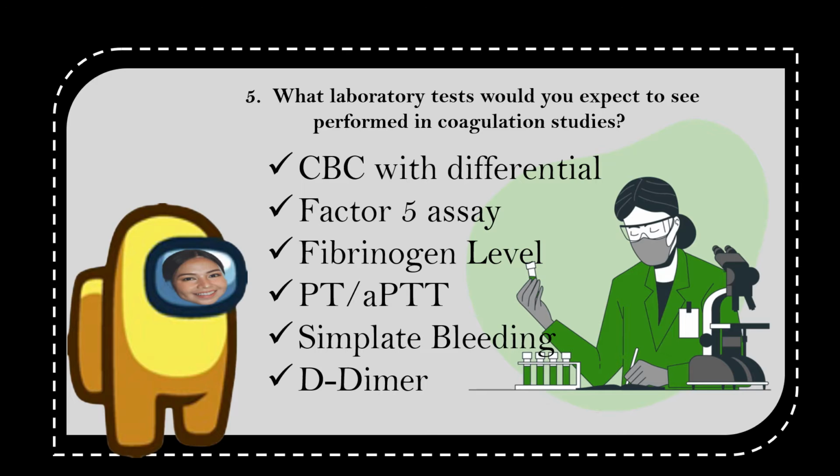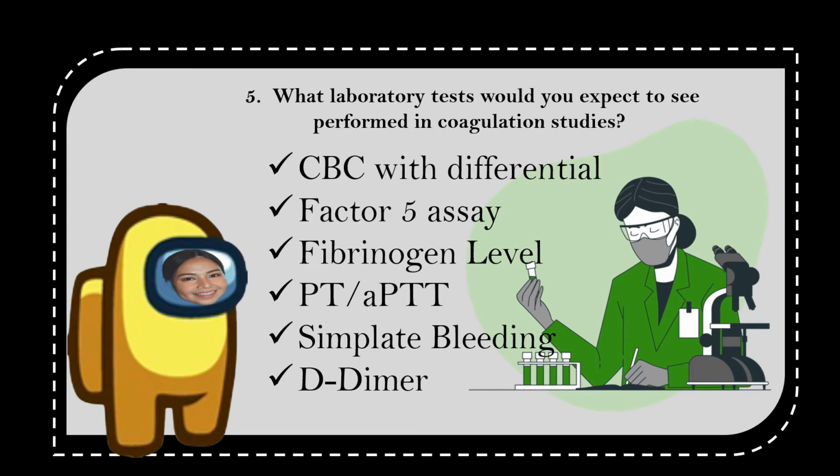The next one would be the PT and APTT. Rationale: prothrombin time and activated partial thromboplastin time evaluate the time and the ability of the blood to clot. Because of the consumption of coagulation factors, PT and activated partial thromboplastin time, or APTT, are expected to be prolonged in cases of DIC, meaning that the time and ability of the blood to clot is prolonged because of the depletion of the clotting factors. The next would be the Simplate bleeding time.